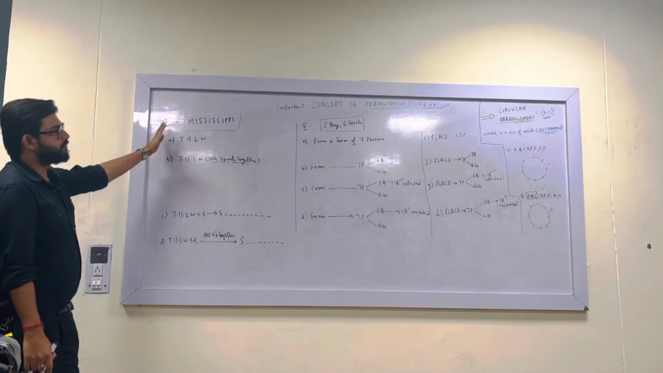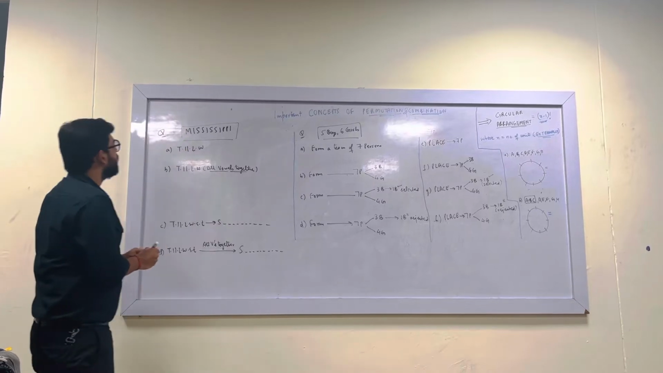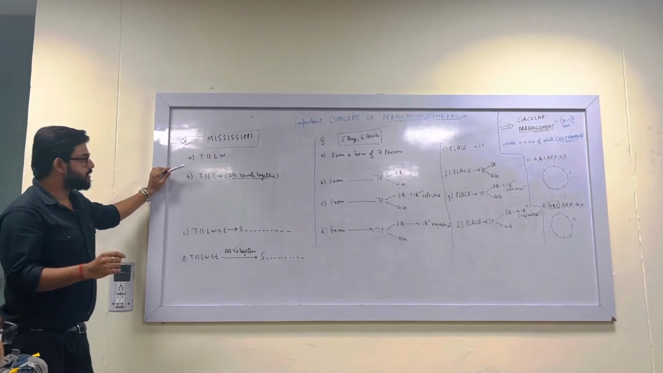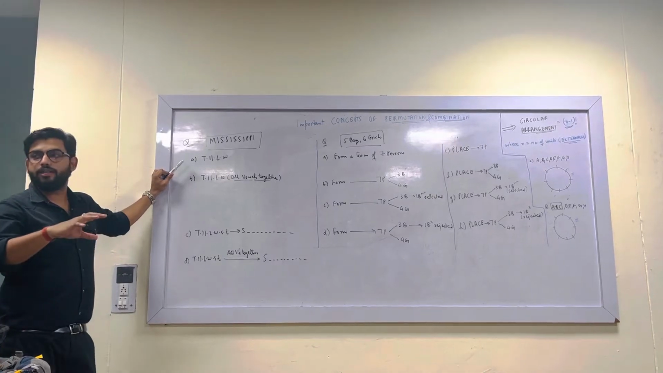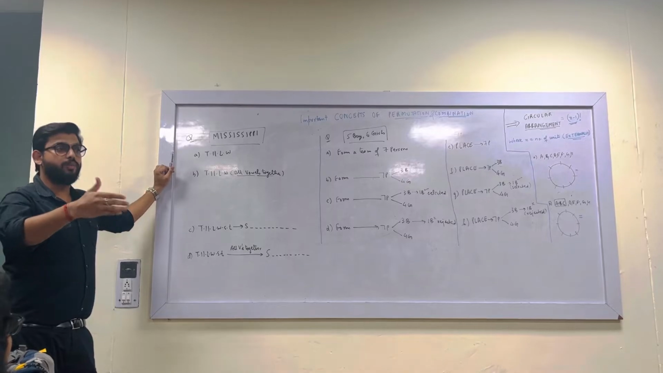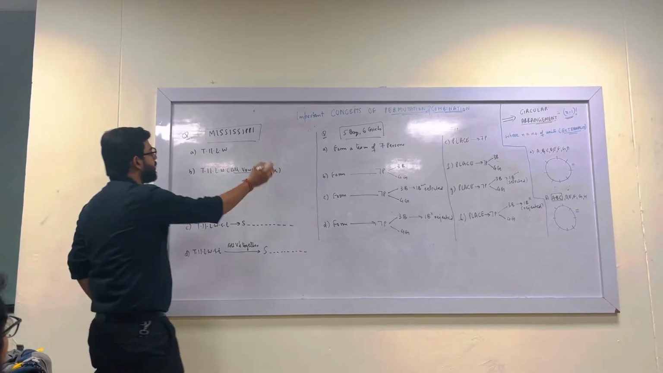The chapter is important concepts of permutation combination. Okay, the question we have is Mississippi. The first question is: how many total 11-letter words can be made? Okay, we know that the formula and the fundamentals of permutations only work well if we have all the letters distinct.